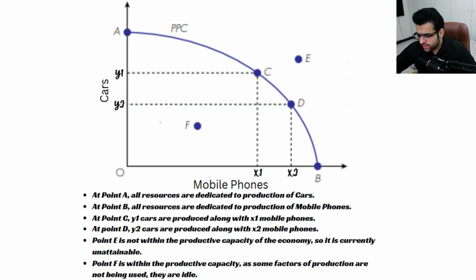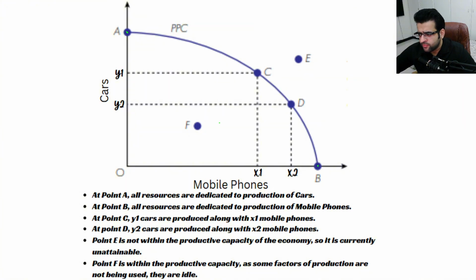We take a combination of two goods in a PPC. Those two goods could be anything. In this example, we are taking cars and mobile phones. We are not using number values, we'll just understand it conceptually. At point A, all resources are dedicated to the production of cars. So we are producing maximum cars and no mobile phones. At point B, all resources are dedicated towards mobile phones and we are producing no cars. These are the extremes.